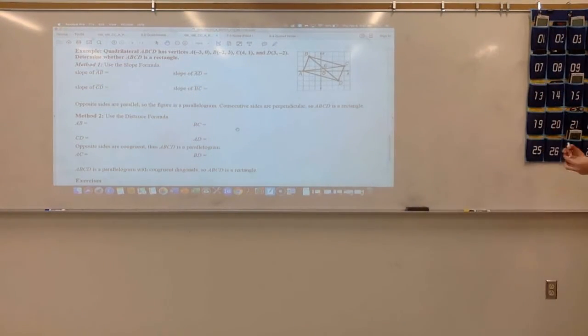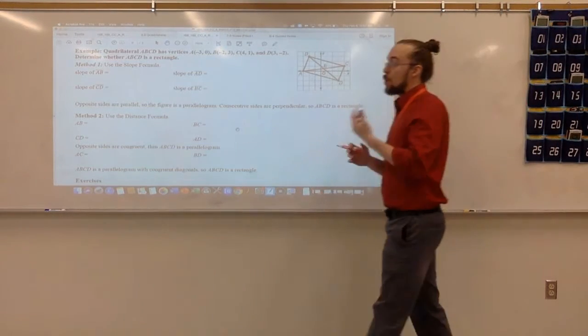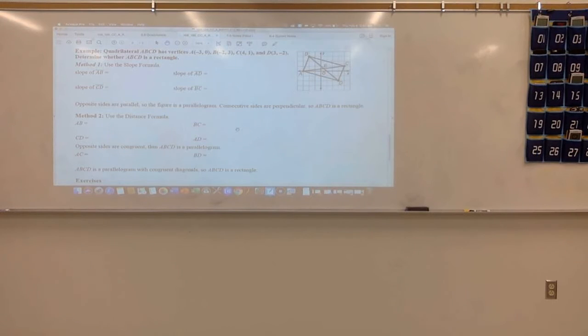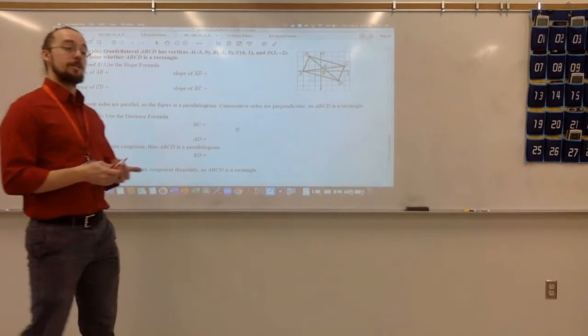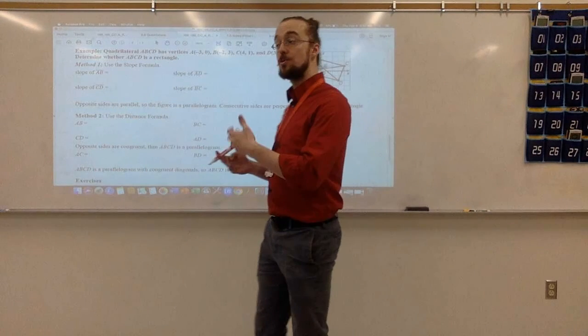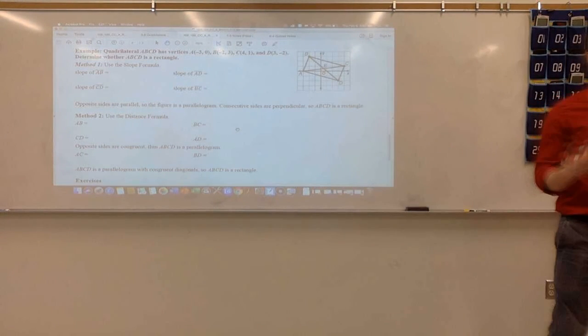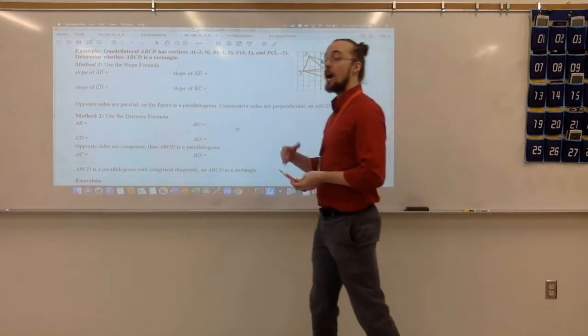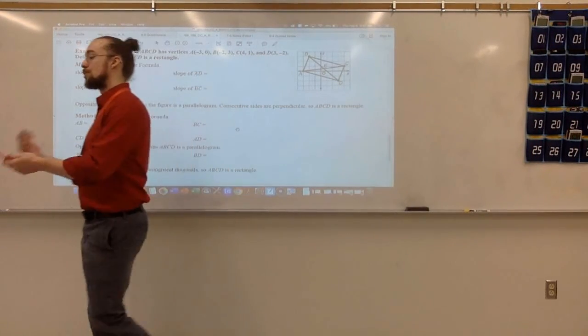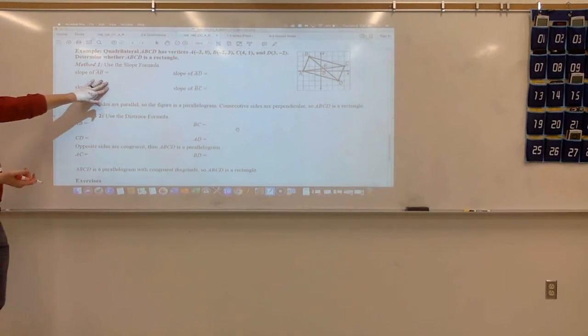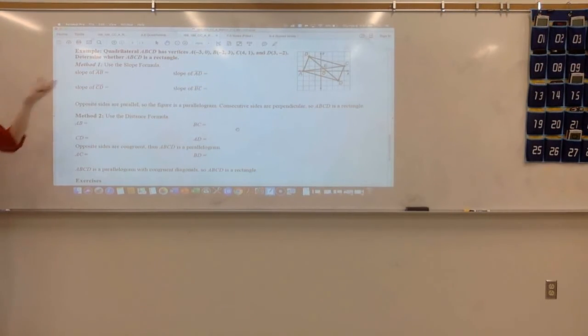All right, on the back, we want to take a look at ways to prove that we have a rectangle in the coordinate plane. So, we already talked about proving that something is a parallelogram, right? We used slope to say if opposite sides have the same slope, then it's a parallelogram, and we used distance to say if opposite sides have the same length, then it's a parallelogram, right? We're going to do something very similar to prove that something is a rectangle, right? I want to, again, find the slope of all 4 sides.